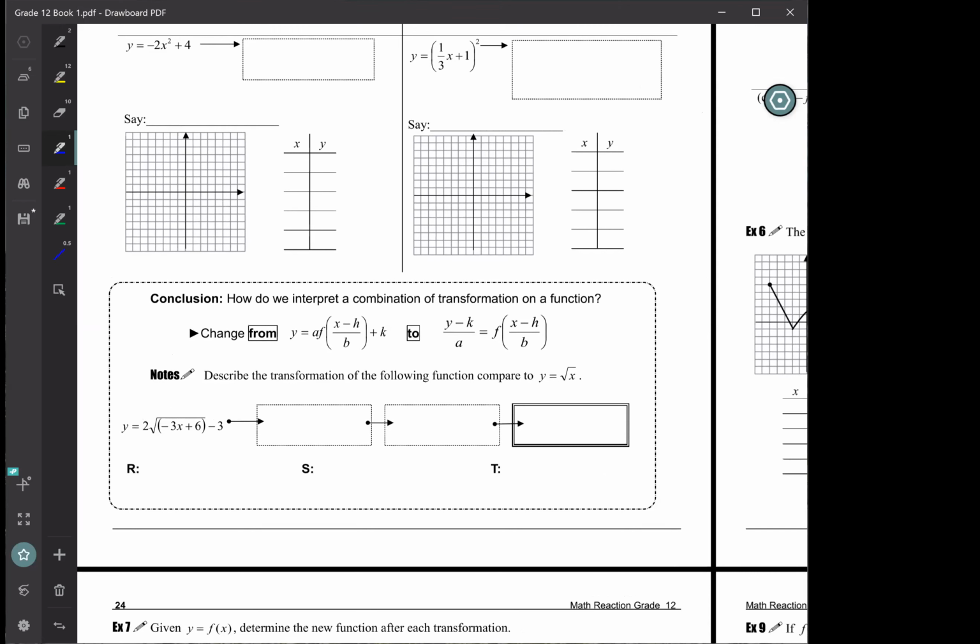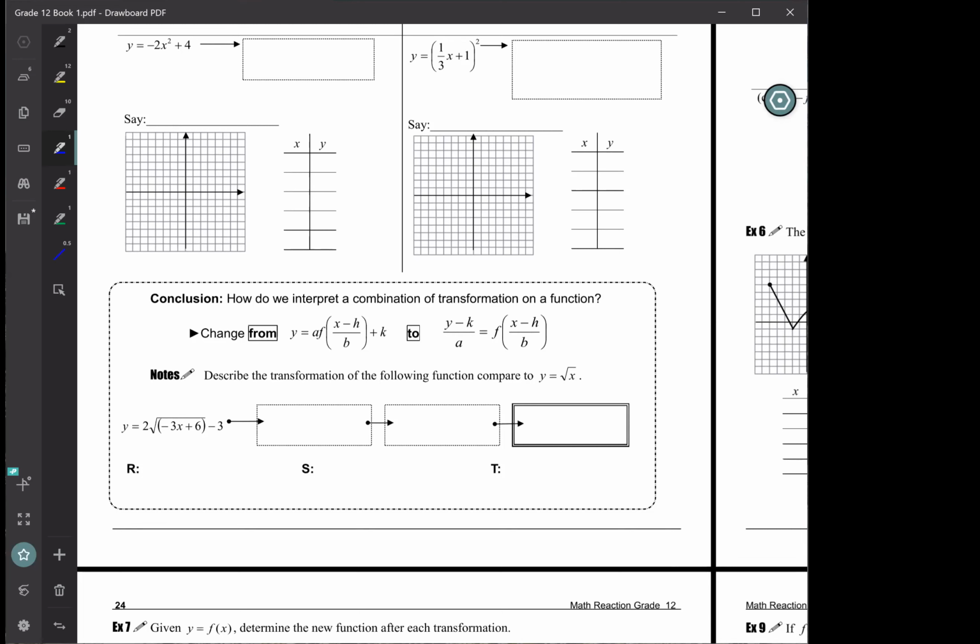Negative with x, reflect over y. Negative with y, reflect over x. If the number is inverse, reflect over y equals x. Very good. Number under x is horizontal. Number under y is vertical. If the number is greater than 1, expand. Number in between 0 and 1 is compress.